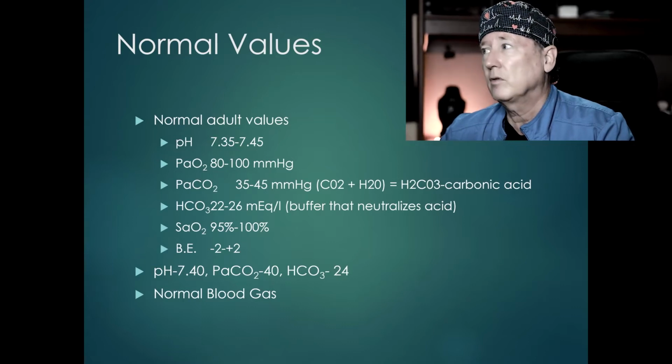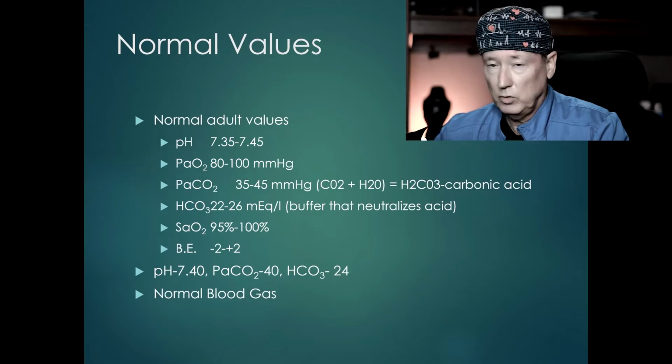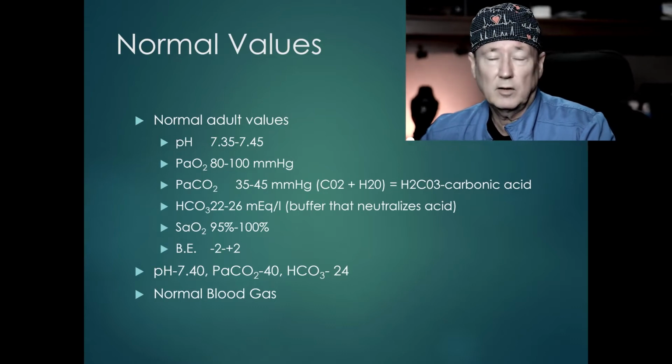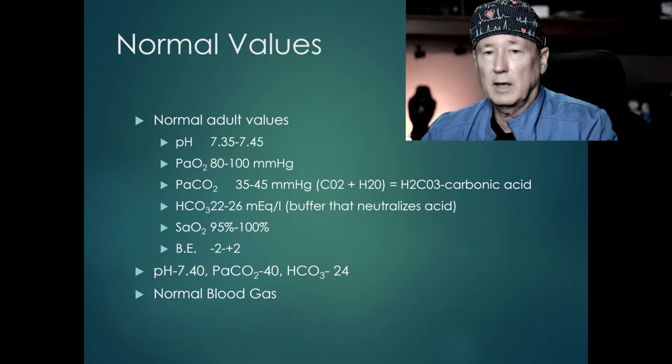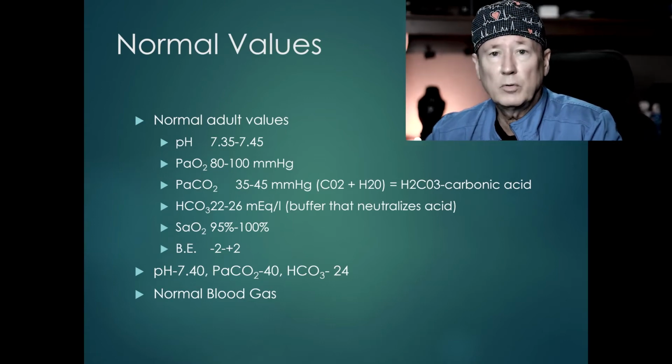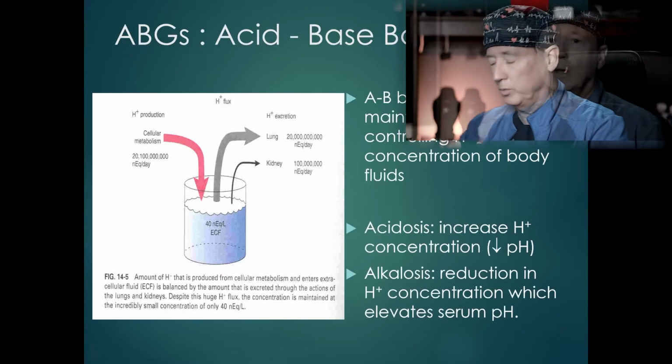And then you have to focus on the bicarb of 22 to 26. While the O2 is important, the base excess and the SaO2 are important for treatment of the patient, not so much for blood gas interpretation. So remember normal, so that you can identify abnormal.